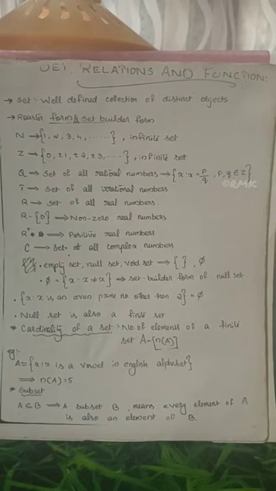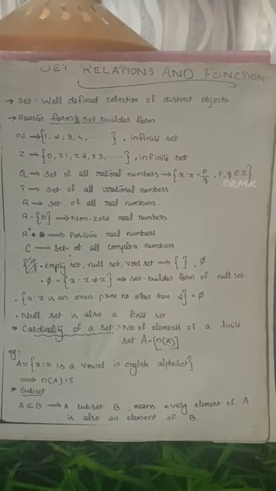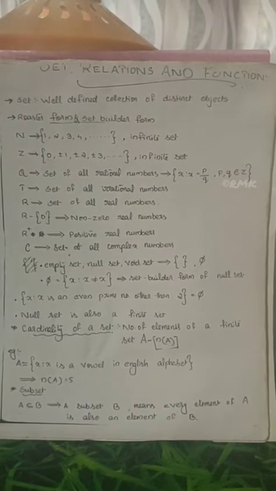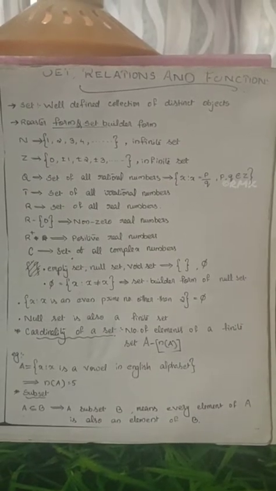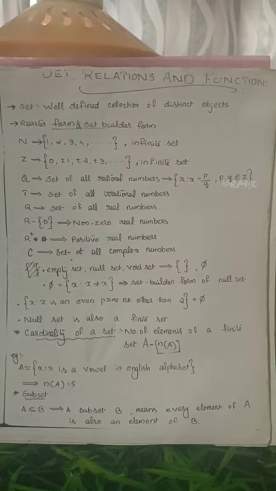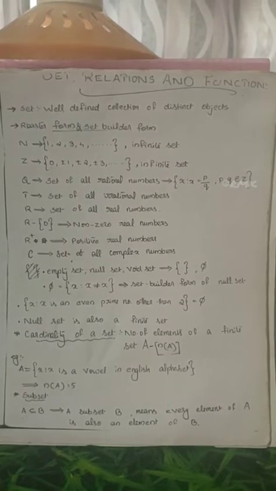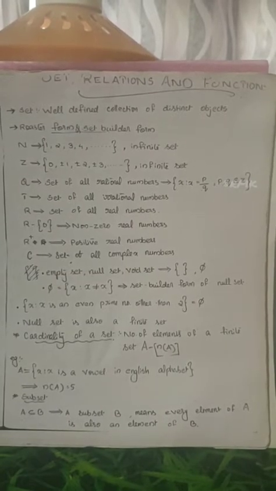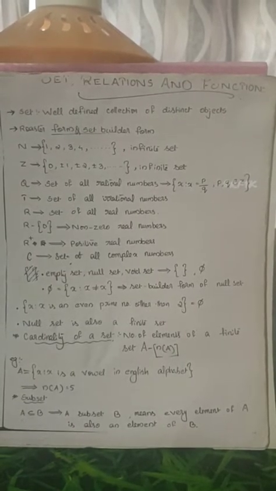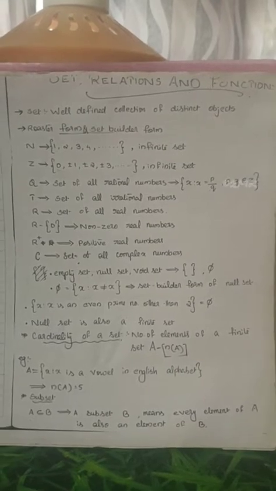Cardinality of a set means the number of elements of a finite set. Example, A is equal to the set of X such that X is a vowel in the English alphabet. Then the cardinality of A, that means n of A, is equal to 5.